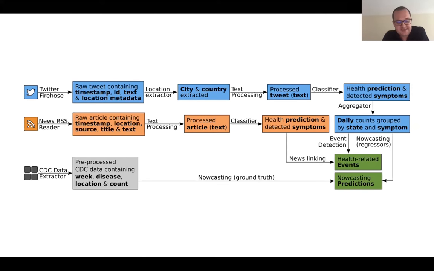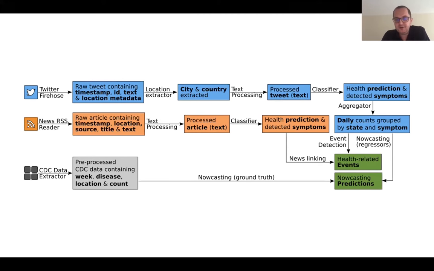a symptom of a disease, but you can also have a baby fever or a Bieber fever or whatever. This is not related to a medical condition, and we have to filter that out. Then we have these daily counts aggregated by state and symptom.